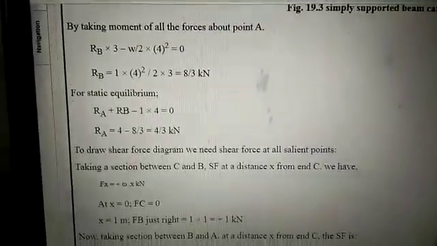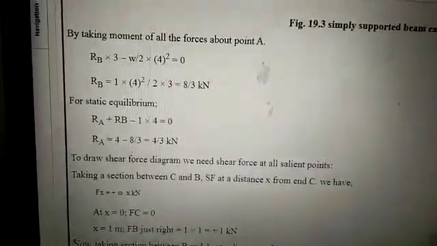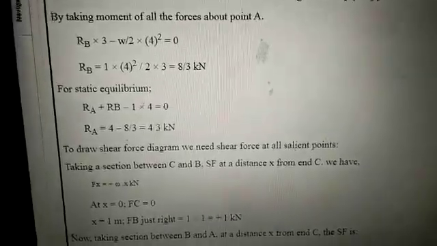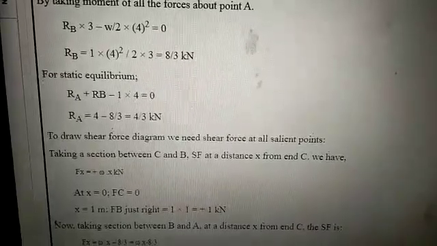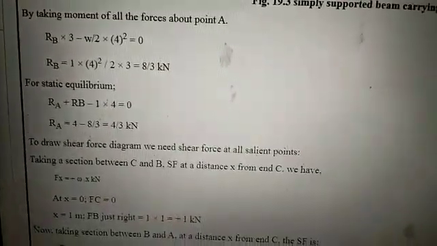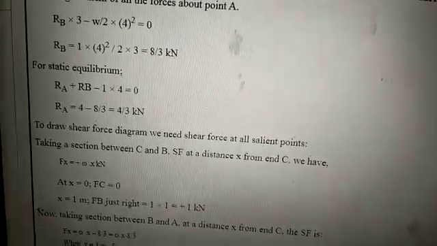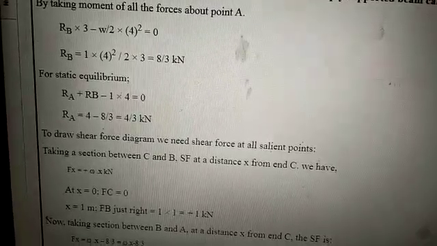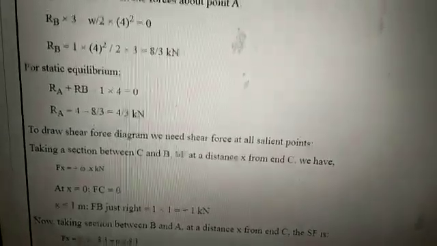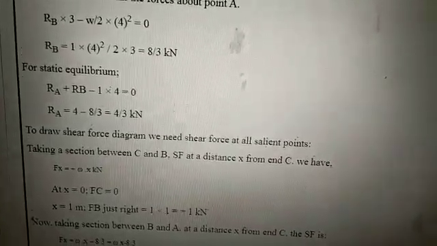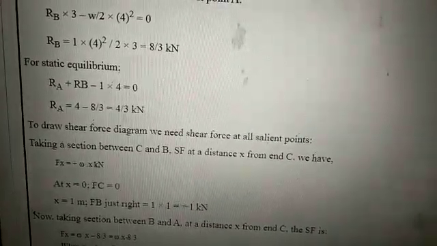as we have clearly seen the diagram, by taking moment of all the forces about point A, we will first calculate the reactions RA and RB. In order to calculate the moment at point A, we have to take the load as well as reaction RB. So first, the upward reaction RB is there. It is at a distance of 3 meter from A.